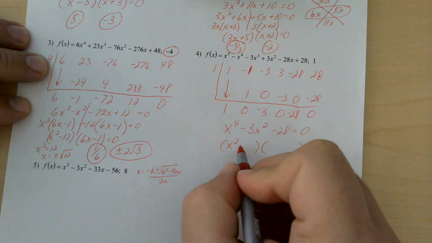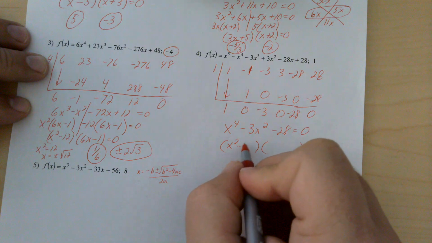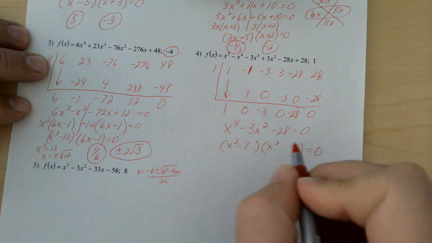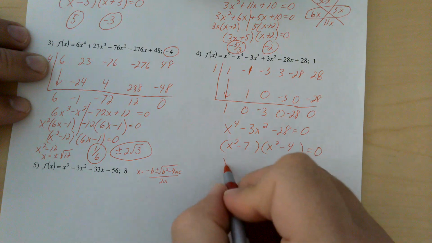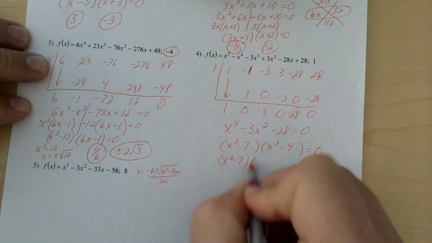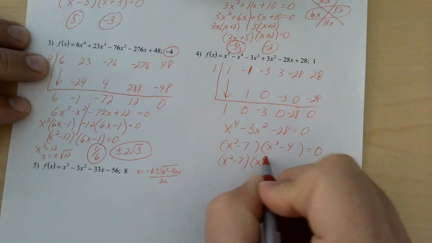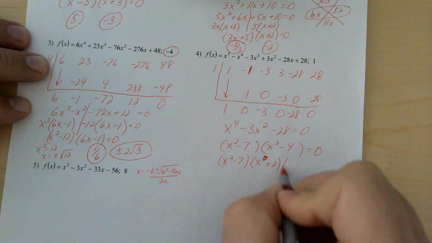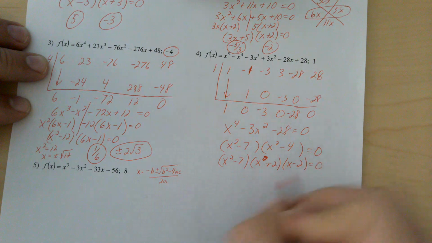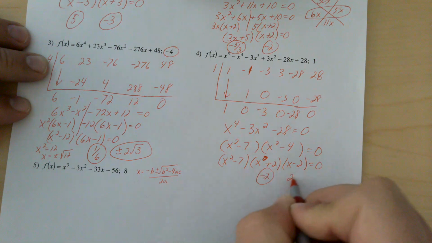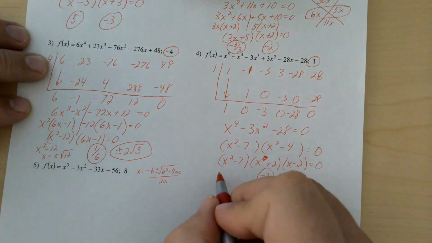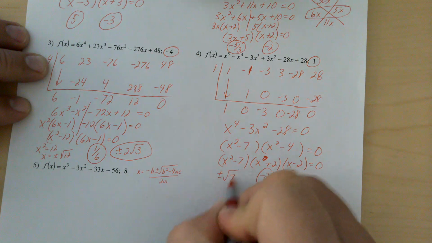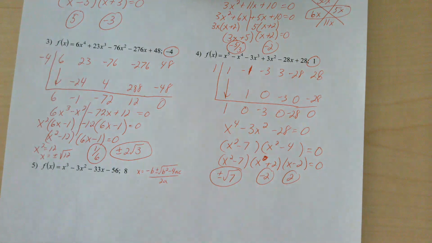So I need x squared minus 7 and an x squared minus 4. Okay, now this can't be factored, but this can be x plus 2, x minus 2. So negative 2 is an answer, positive 2 is an answer, the one that was given, and then here you have to add a 7 and take the square root of 7. So it's plus or minus root 7.